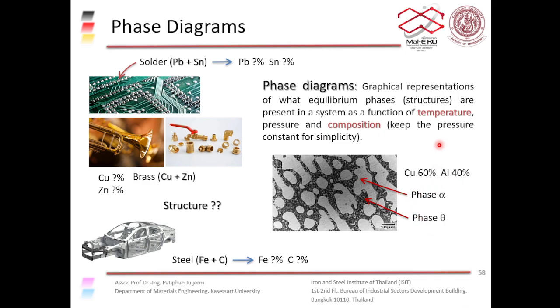Right? So when you mix copper and aluminum together, you can get two phases. You can get the alpha phase, the lighter phase here, and you get the theta phase, the darker phase in this picture here, right?